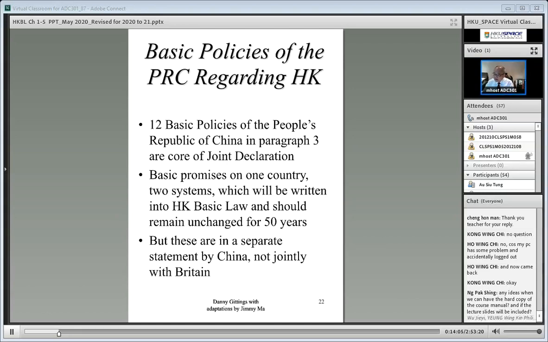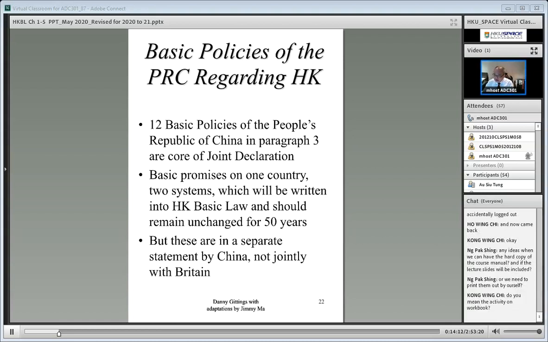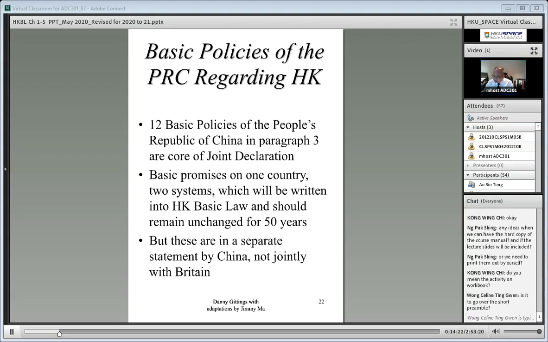I gather from some of your classmates that the manual is already uploaded, and I don't know when you can collect your hard copy of the manual. Normally, if it wasn't for the pandemic, you would have been asked to come over to collect it.